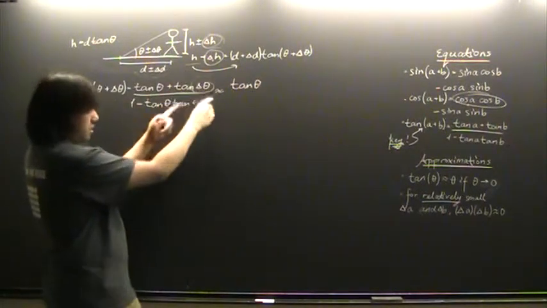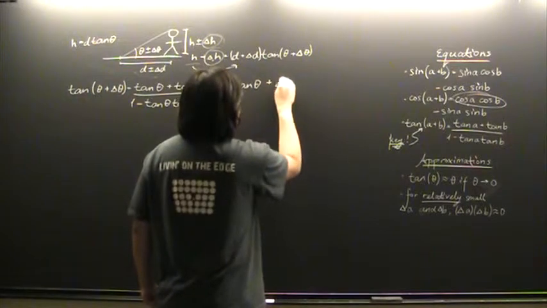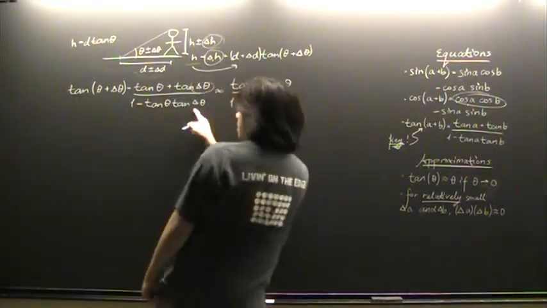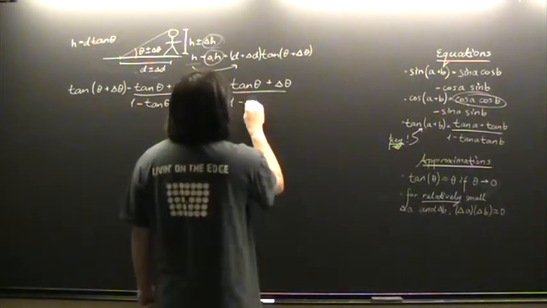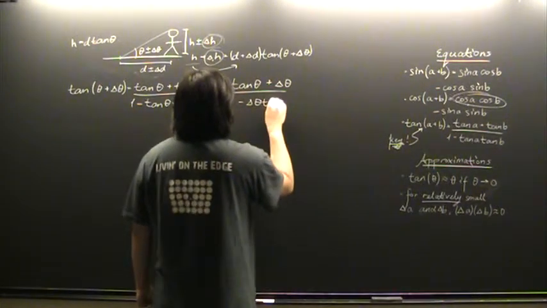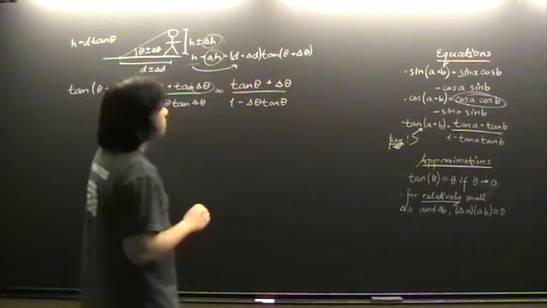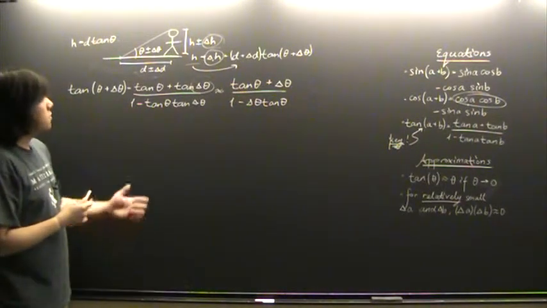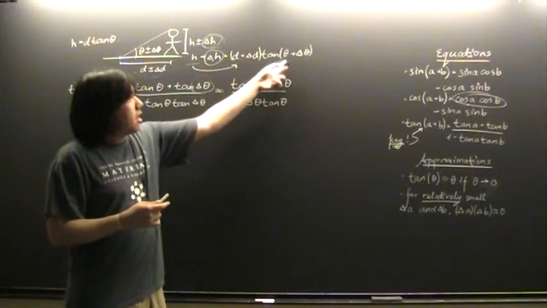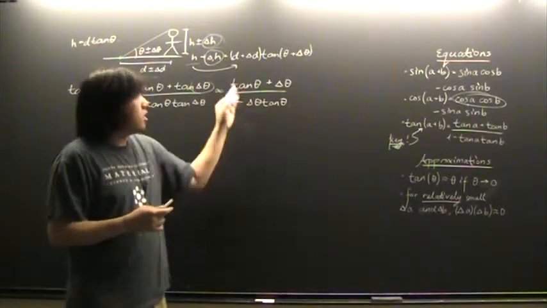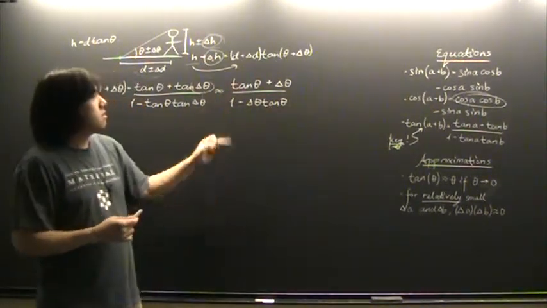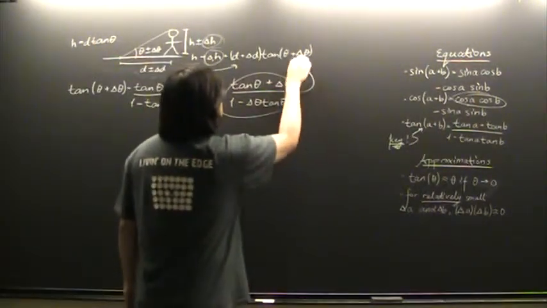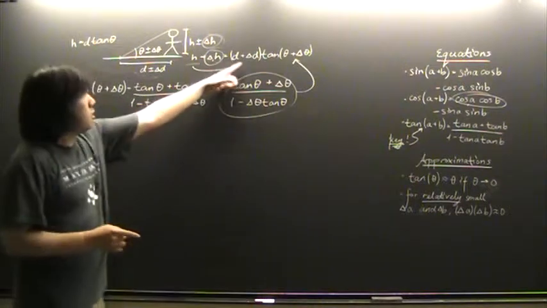plus just delta theta over, we do the same thing for the bottom, delta theta times tangent of theta. Like so. Cool. So we've divided the tangent of theta plus something else up into tangents of just theta. So now we can plug this formula back up into this formula and then multiply through.